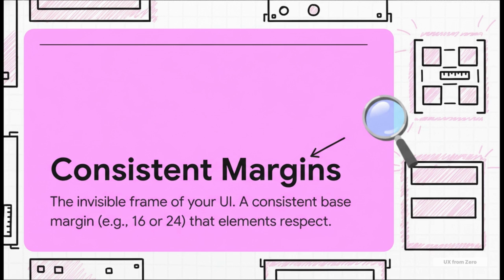The best way to think about margins is as the invisible, predictable frame around your content. You just pick a base number, say 16 pixels, 24 pixels, whatever, and you stick to it. That consistency builds a subconscious sense of trust and stability for your user.